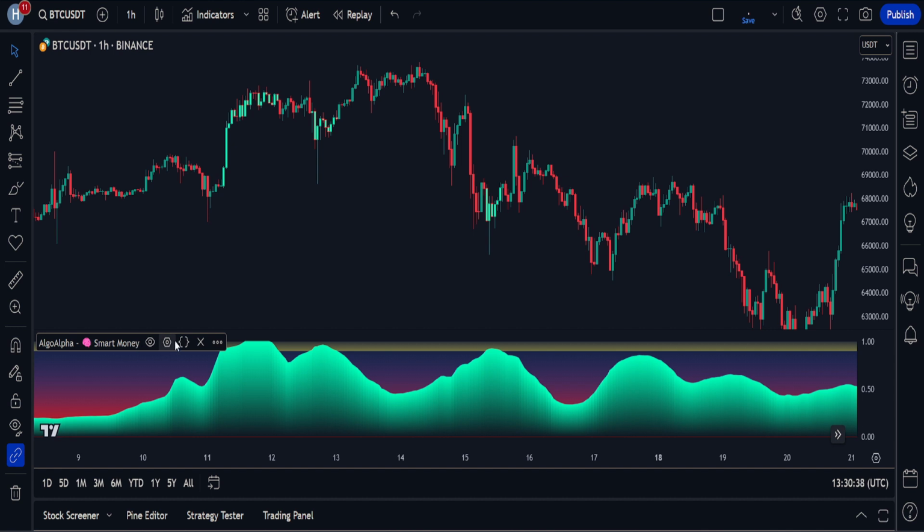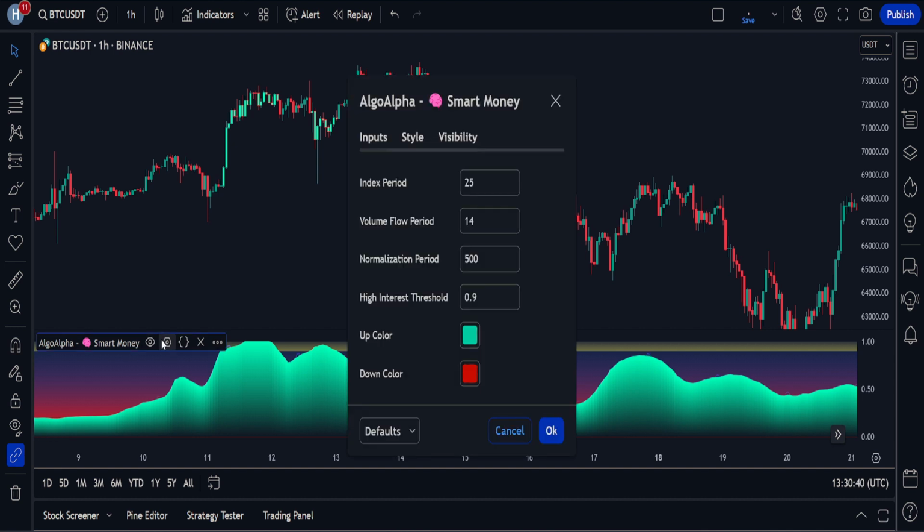Let's see the value of this option in the setting. We will open the settings of this indicator again. In the settings of the indicator, we can see the volume flow period option is set at 14. This is actually the RSI period for buying and selling pressure of the smart money and dumb money. This is a normalization period which is set at 500, and it's for ensuring that the index remains relevant. The default settings generally work very well unless, depending on your trading strategy, you may need to adjust them. For the strategy that I'm going to share in this video, the default settings are fine, so don't change anything here.